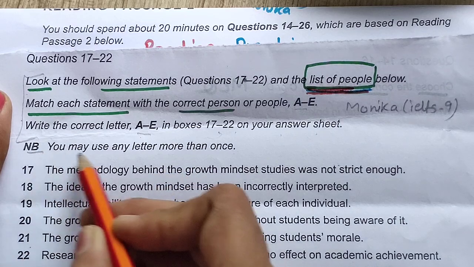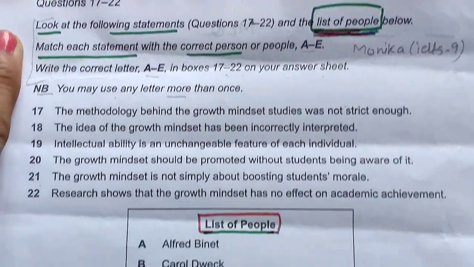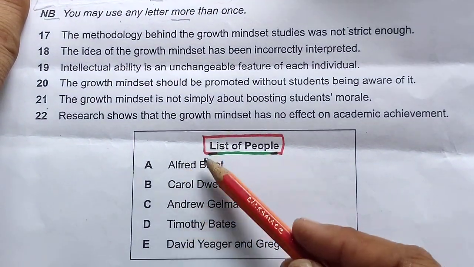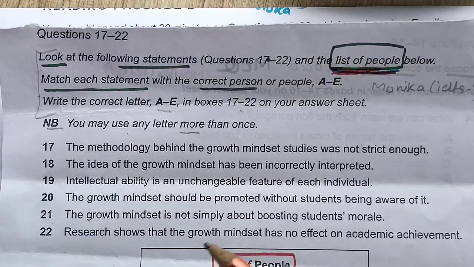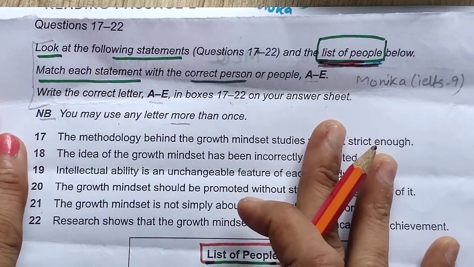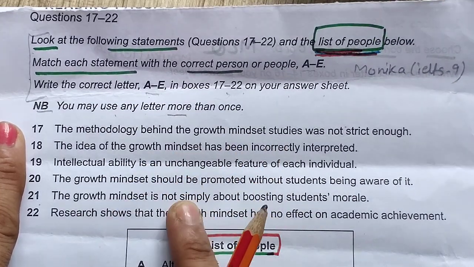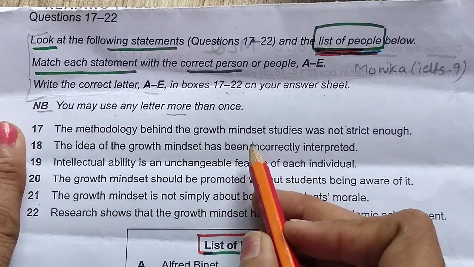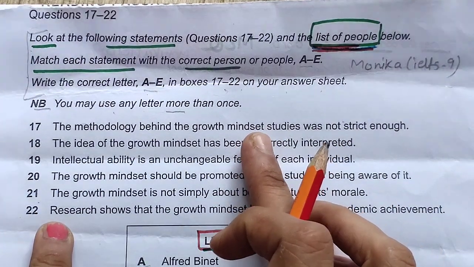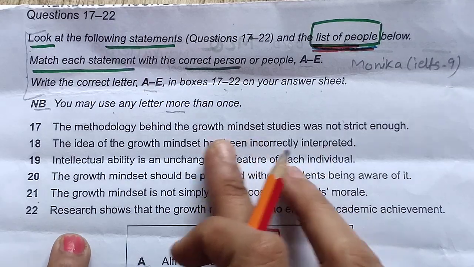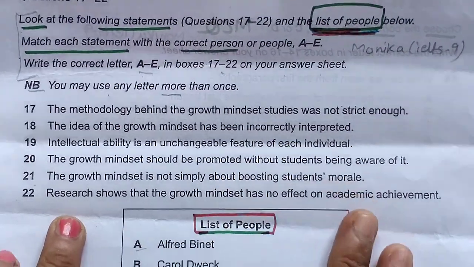And B is also given. You may use any letter more than once. Here it means any writer's name, any person's name, any letter can come twice. So what is the strategy? Definitely I will read all the options first and try to understand. Of course, you are taking an international exam, so you need to understand English. If you do not understand anything here, then you should not sit in the IELTS exam.